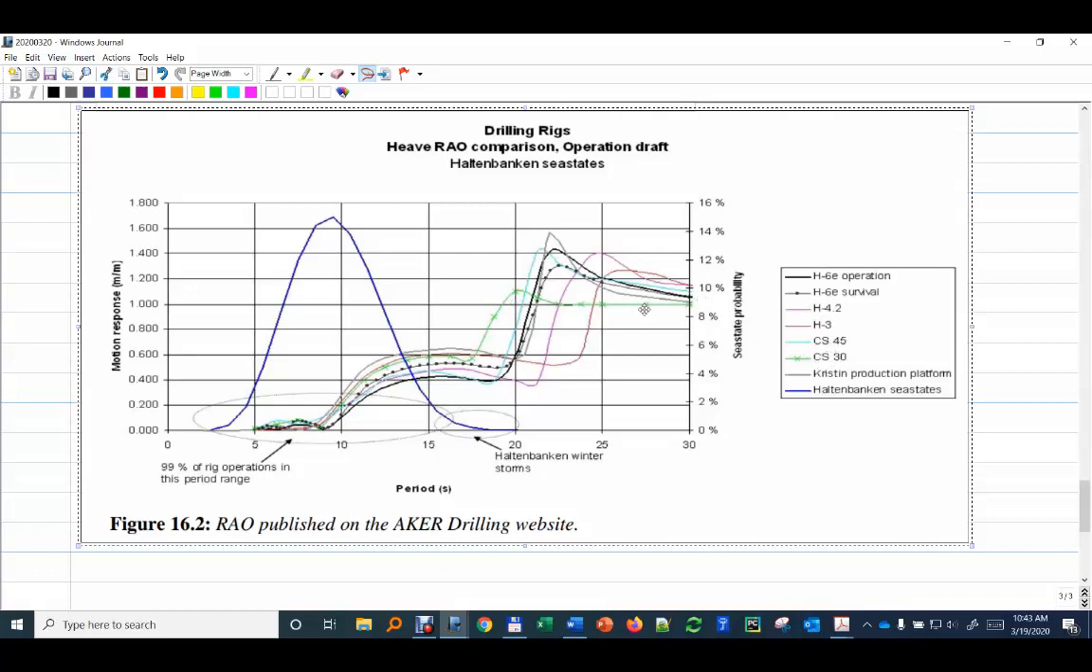One important thing to mention here is that you have operation and survival. It's the same structure, but essentially they have different characteristics. The way they change it, for example, is with the ballast. In normal operation, you have some ballast level and you are above the sea level by some meters. But in survival, you change the ballast such that you make the structure more stable. So you see the difference between the black and the gray with dots, which is this one here.